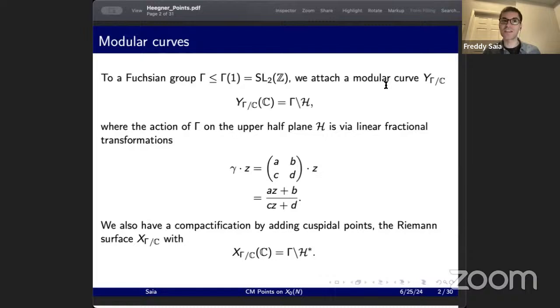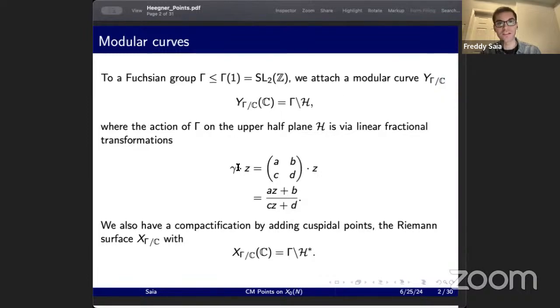I'm just working over C right now. I'm putting maybe more decoration than necessary here, like saying it's over C, just to remind you this is my model over C, because we'll have algebraic models in a second. So ignore that if you want. I'm just saying that I have an algebraic curve whose points are the upper half plane modulo this Fuchsian group Gamma. So H here is my upper half plane, and the action of Gamma on H is the usual one by linear fractional transformation.